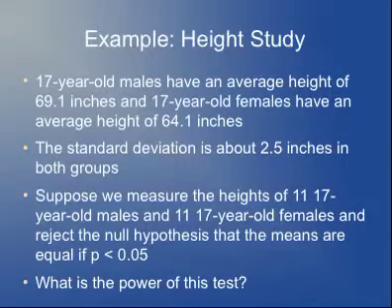So, let's take a simple example that I found in a textbook somewhere. Say the average height of 17-year-old males is 69.1 inches and the average height of 17-year-old females is 64.1 inches, and the standard deviation in both groups is about 2.5. So let's say that we measure the heights of 11 17-year-old males and 11 17-year-old females, and we want to test the null hypothesis that the mean height of the two groups is equal. How much power do we have to test this particular null hypothesis?